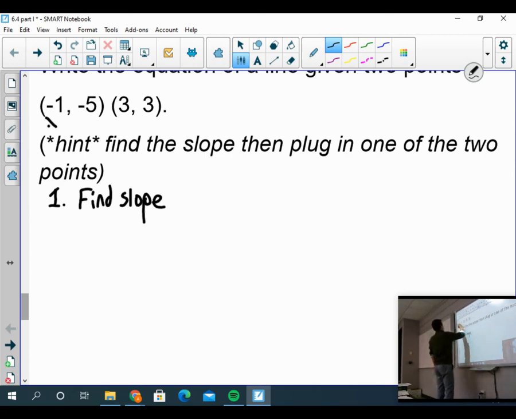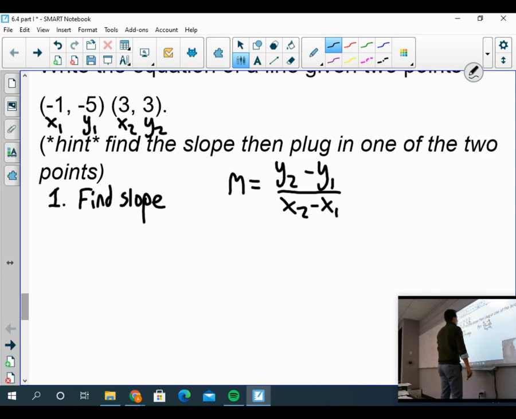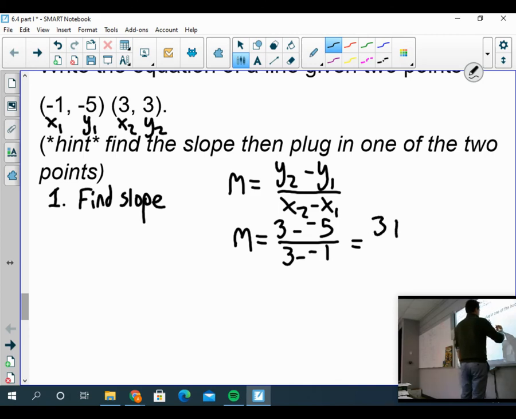We label our points x1, y1, x2, y2. And then we go ahead and find the slope. How do we find slope? y2 minus y1 over x2 minus x1. What I'm going to do at this point is plug in my values at the appropriate location. 3 minus -5 divided by 3 minus -1, which gives me 3 plus 5 over 3 plus 1, because 2 negatives become a positive. I get 8 over 4, which is 2.